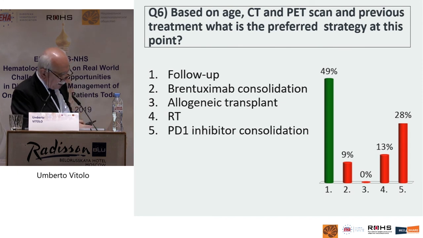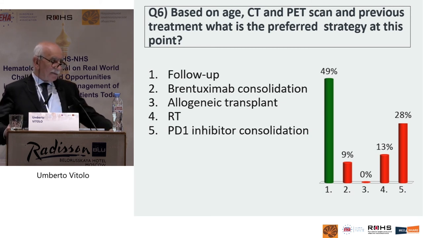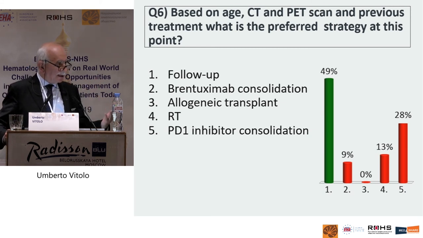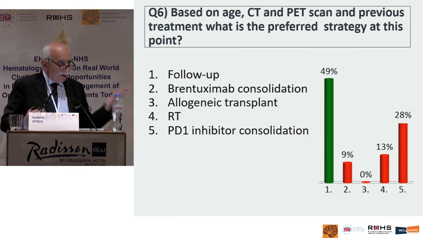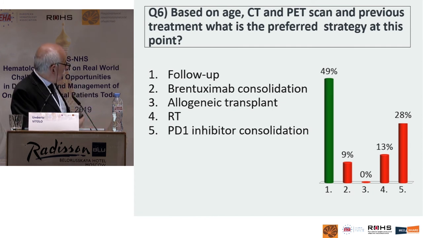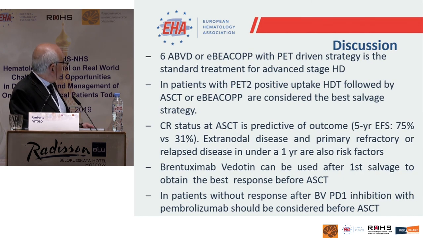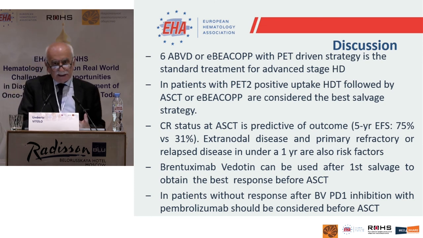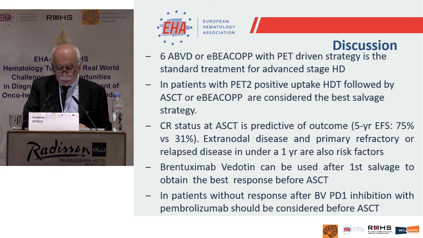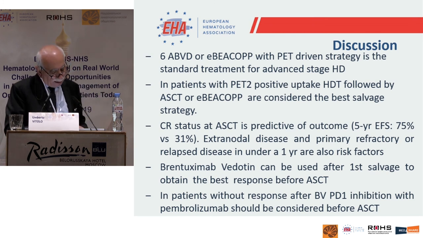We have no data regarding the use of PD-1 inhibitor consolidation after transplantation in patients without active disease. So we don't have any data, we are not allowed to do it, and so our approach was just to follow up the patient. As we have already discussed, the first line treatment for an advanced stage of active disease could be 6 ABVD or escalated BEACOPP with a PET-driven strategy in order to optimize the outcome in this patient.